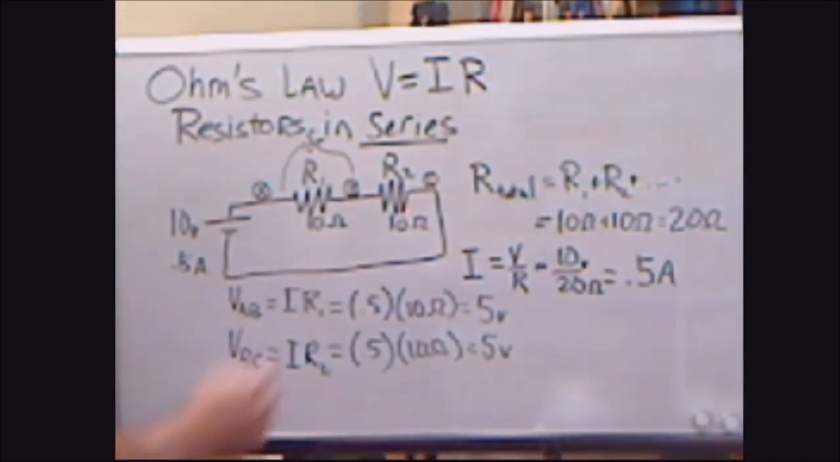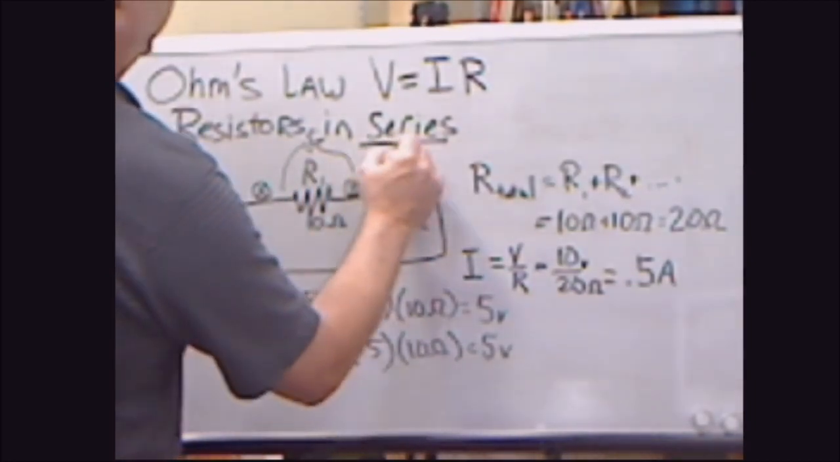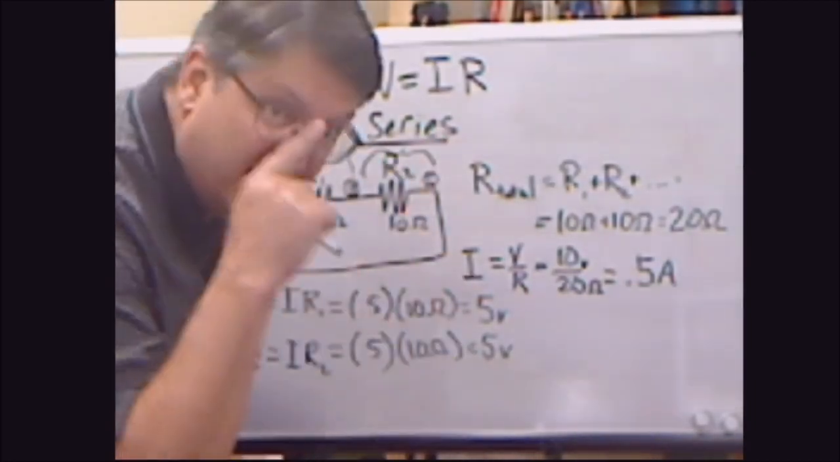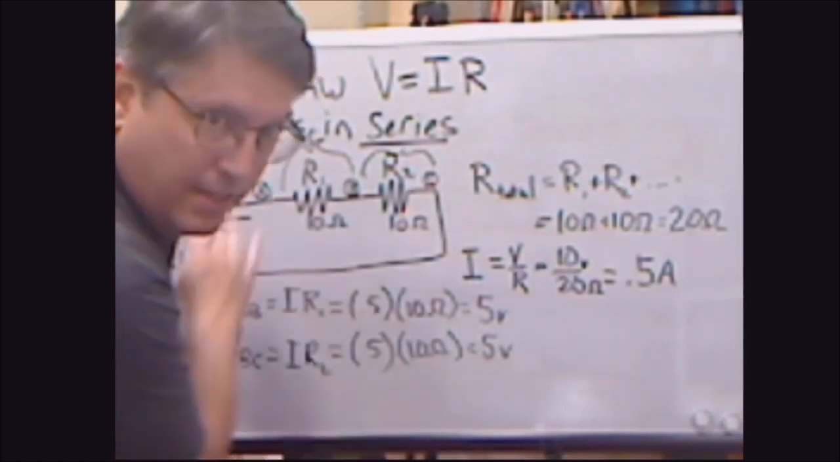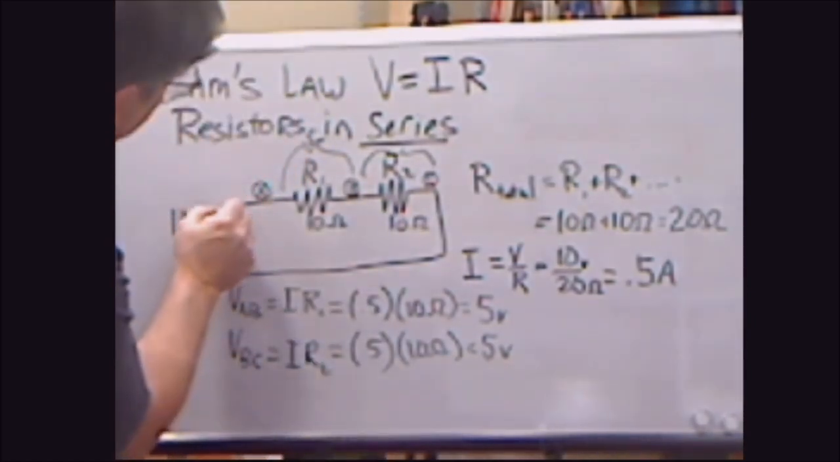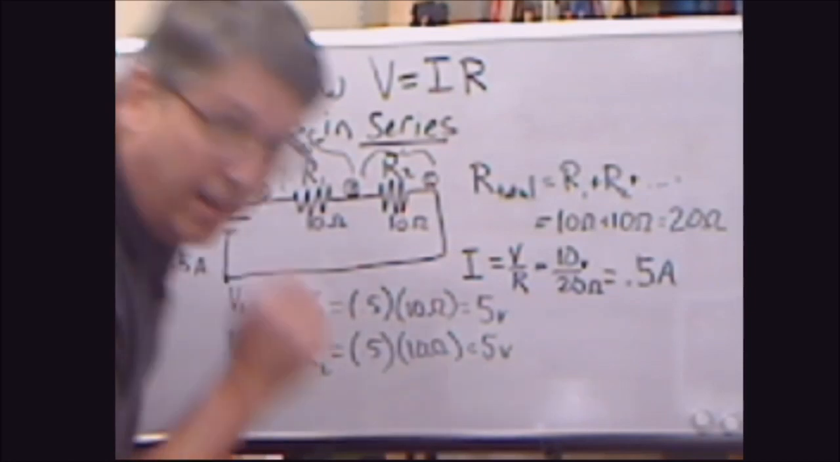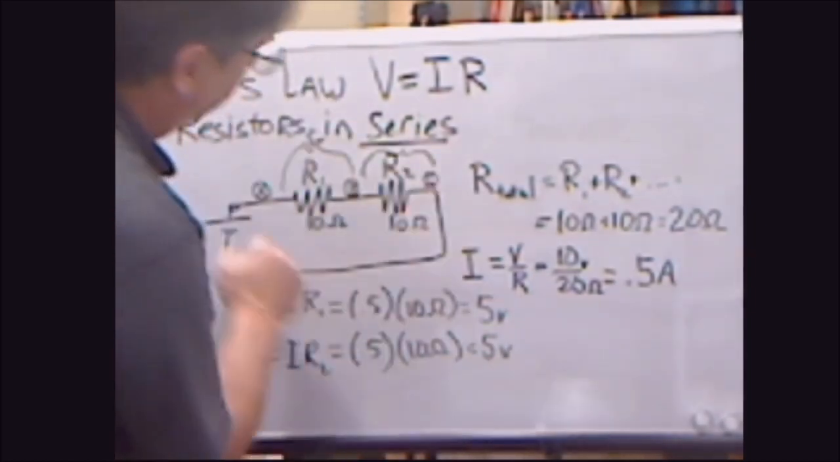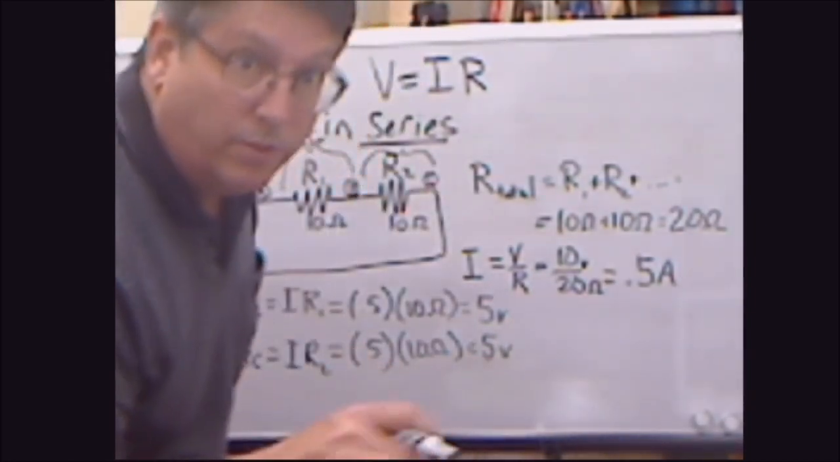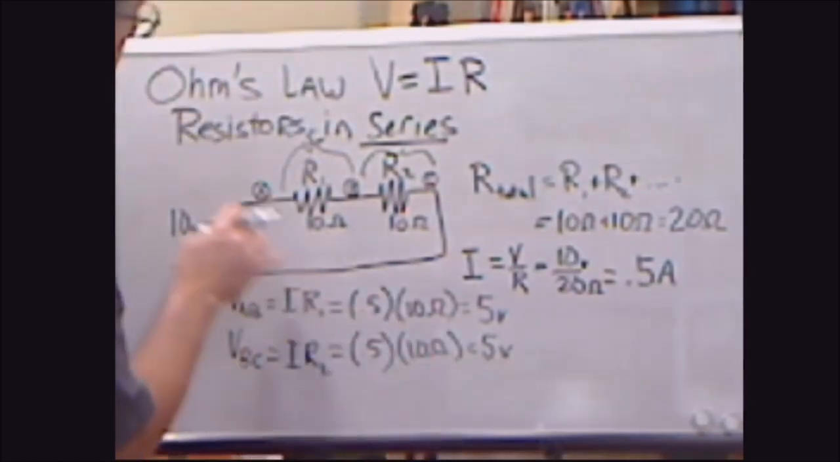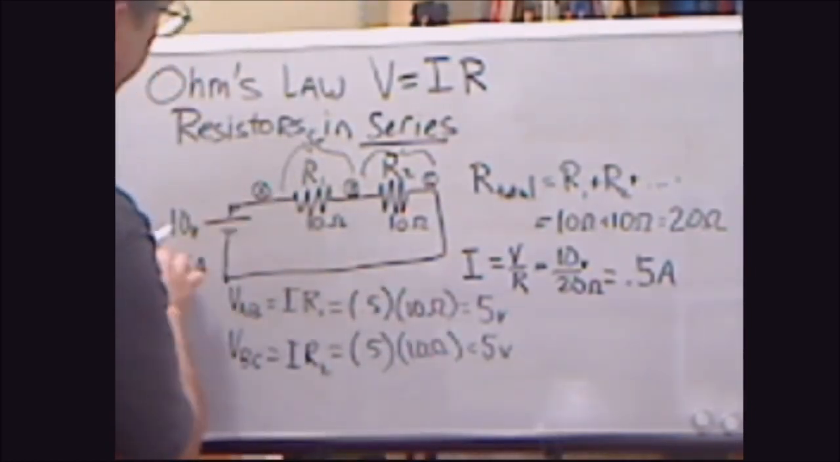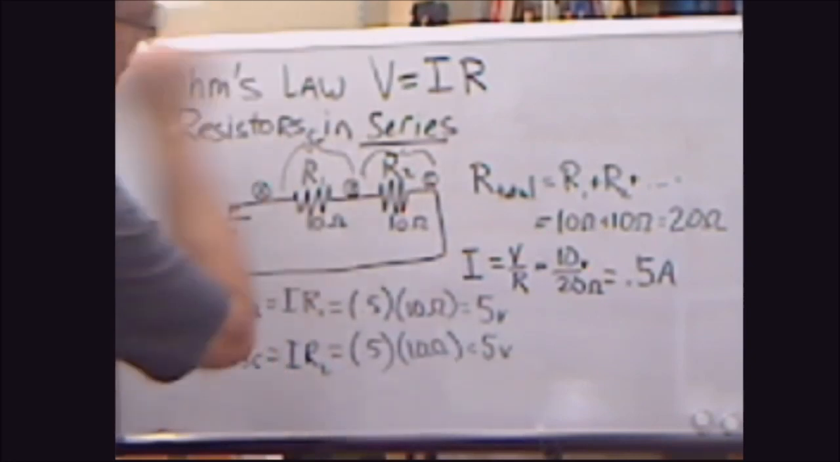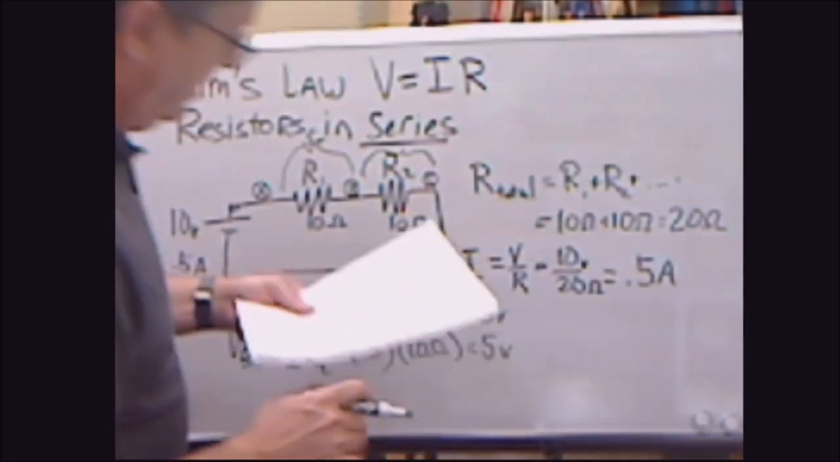Okay, so now it says we have a 5-volt drop here and a 5-volt drop here, which makes perfect sense because we have a 10-volt drop from this point to this point, right? So somewhere throughout this circuit, we have to lose all 10 volts of electrical potential. So it's going to be 5 on each. All right, so that's not too bad.